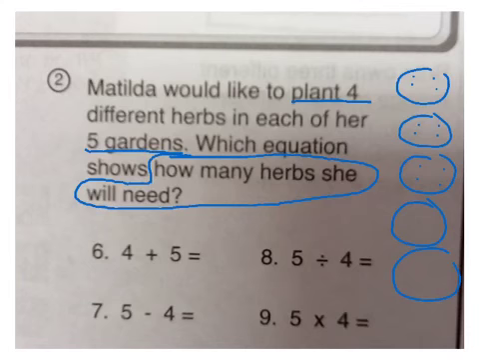And so one way that I could solve that, well, I have my 5 groups times the 4 herbs in each. So that would be number 9, 5 times 4. I could also say 4 plants in each garden times the 5 gardens because of the commutative property of multiplication. So 5 times 4 is 20. 20 lets us know how many herbs she's going to need altogether.